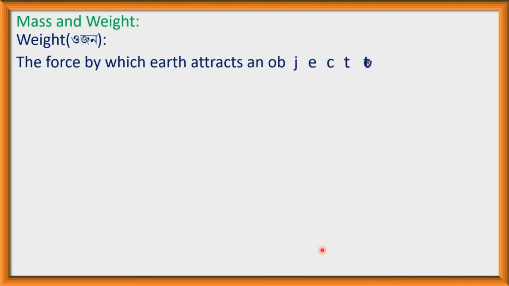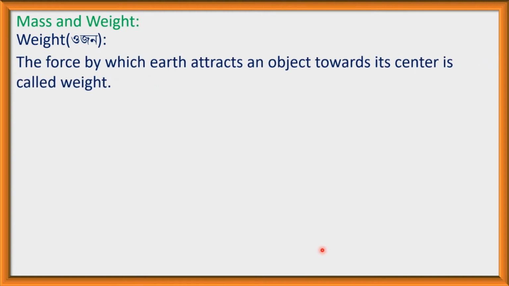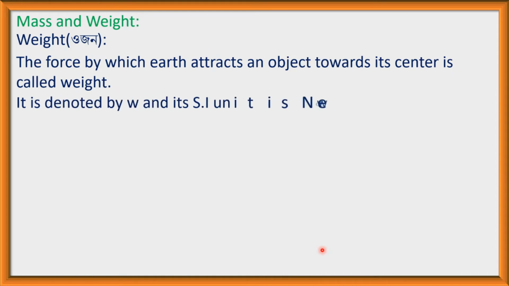Now weight means ojon. The force by which earth attracts an object towards its center is called weight. It is denoted by W and its SI unit is Newton. In our practical life, we do not make any distinction between weight and mass, but weight and mass are two different things. Mass is the amount of material present in an object, but weight is the force.